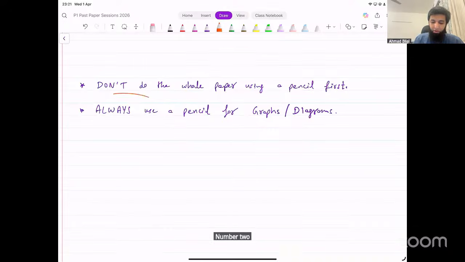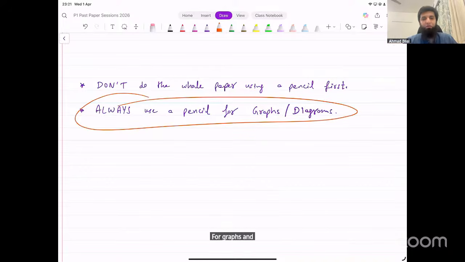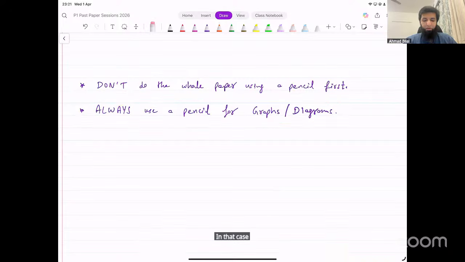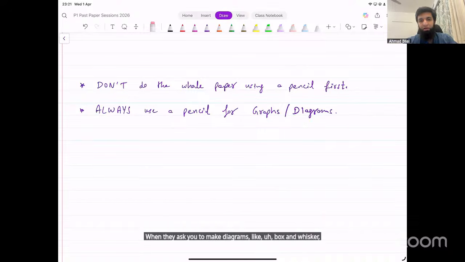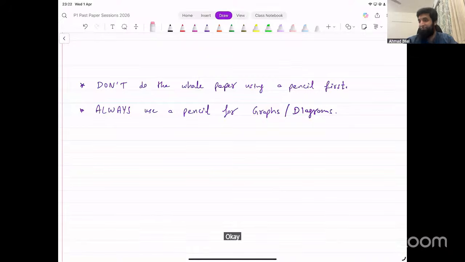Number two, for graphs and diagrams, you always use a pencil. Now, what graphs? In paper one and paper three, they will ask you to sketch graphs sometimes. In that case, you will use a pencil. In S1, for instance, when they ask you to make diagrams like box and whisker, histogram, cumulative frequency curve, stem and leaf diagram, all of those are diagrams. Make sure to use a pencil for them. Do not use pen for the diagrams. Okay. Pen for the rest of the paper, pencil for the diagrams.